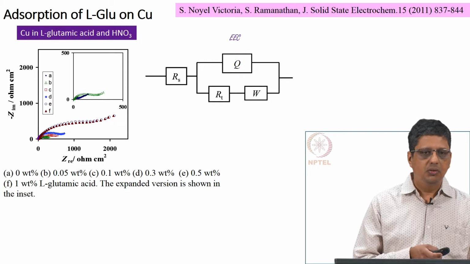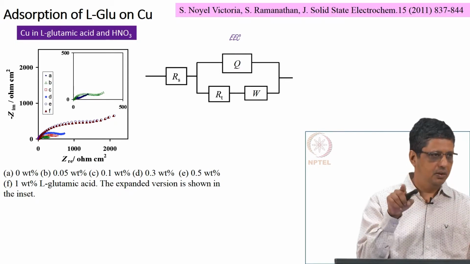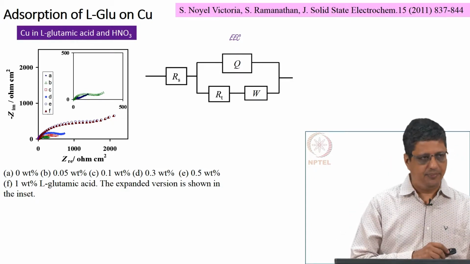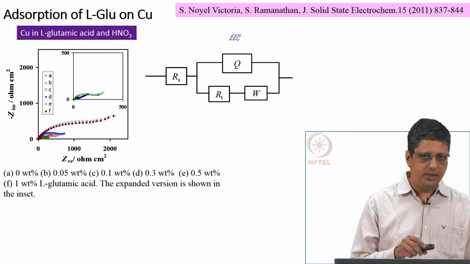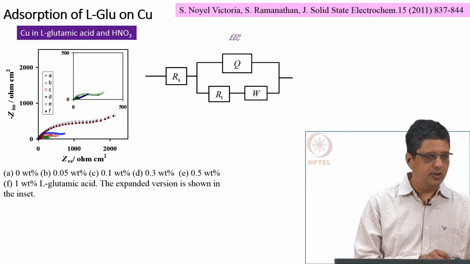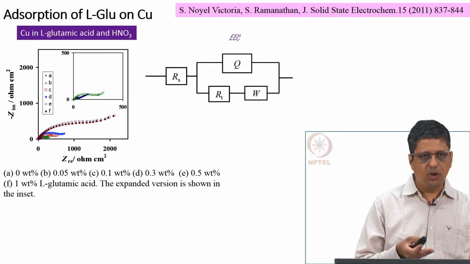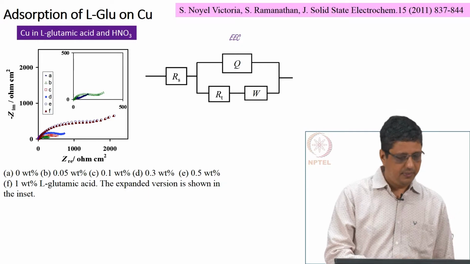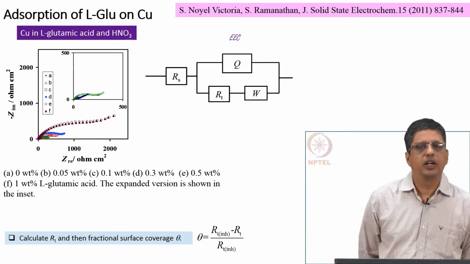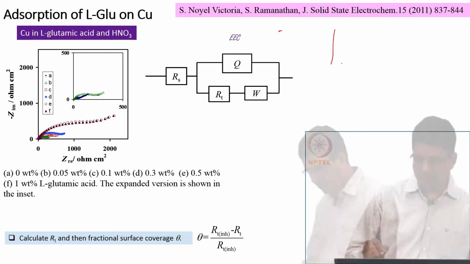RT value will increase, meaning the semicircle diameter will keep increasing when I add more and more of this chemical. Okay. And there is a way to quantify that. Here I have shown you in weight percentage for this L-glutamic acid. In the next slide we have calculated using concentration in molars or millimolars. Okay. After we get RT, we calculate a quantity called surface coverage.